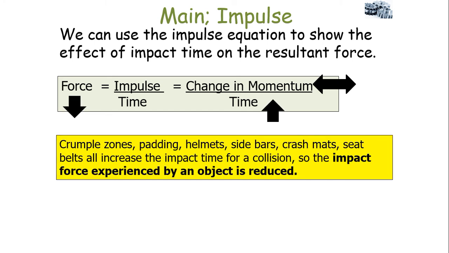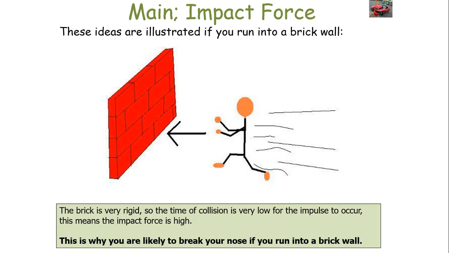Crumple zones, helmets, side bars, crash mats, seatbelts, all safety features work by increasing the impact time for a collision, so the impact force experienced by an object is reduced. And this is illustrated if you run into a brick wall. Because the brick wall is very rigid, the time of collision is very low for the change of momentum, for the impulse to occur, so it means the impact force is very high, which is why it's likely you'll break your nose if you run into a brick wall.